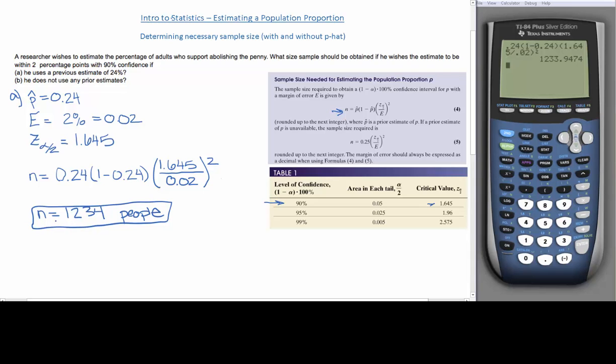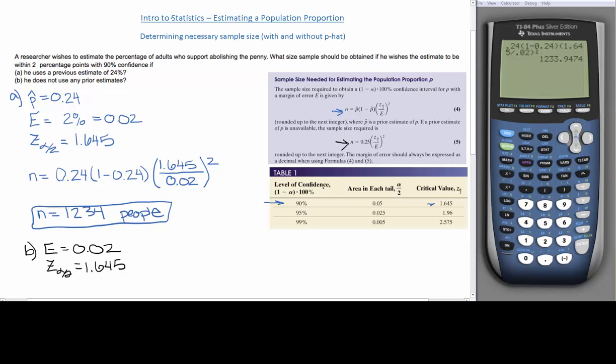Okay, and now for scenario B. We're going to go through the same process, only we're going to say that he does not use any prior estimates. So he's not using p hat in this instance. For scenario B, we still have that our error is the 2% or 0.02. Because we're still doing 90% confidence, we have our z sub alpha over 2 still being that 1.645.